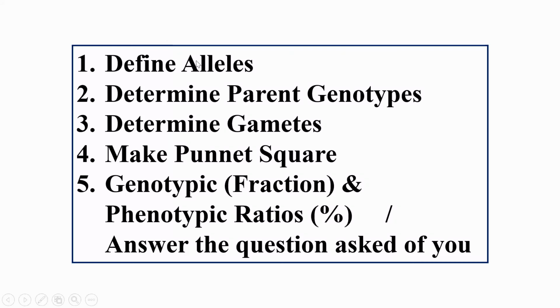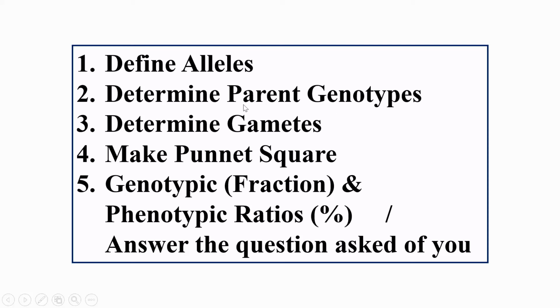Number one, we're going to define alleles. What are alleles? You should all be screaming versions of a gene. So alleles are your versions of a gene, whether they be dominant or recessive. And then, what is a genotype? A genotype is the combination of two alleles that a parent gets from the grandparent.